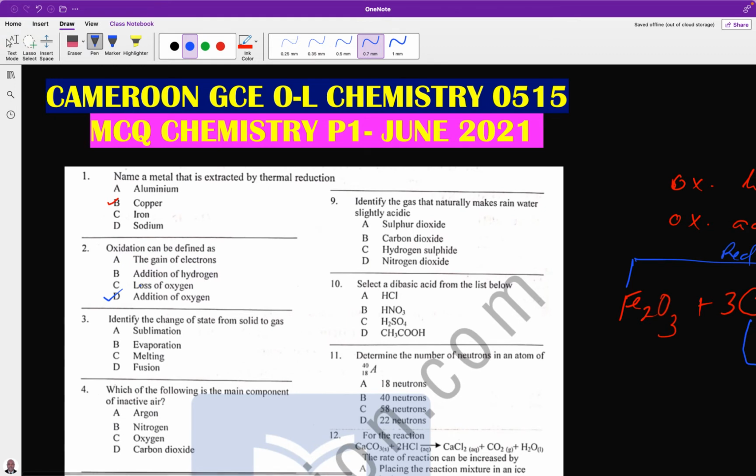Now question number 3. Identify the change of state from solid to gas. A. Sublimation. Of course, sublimation is when you go from solid directly to the gaseous state. B. Evaporation. That is from liquid. C. Melting. Melting is from solid to liquid. And D. Fusion. So the right answer is sublimation. That is A.